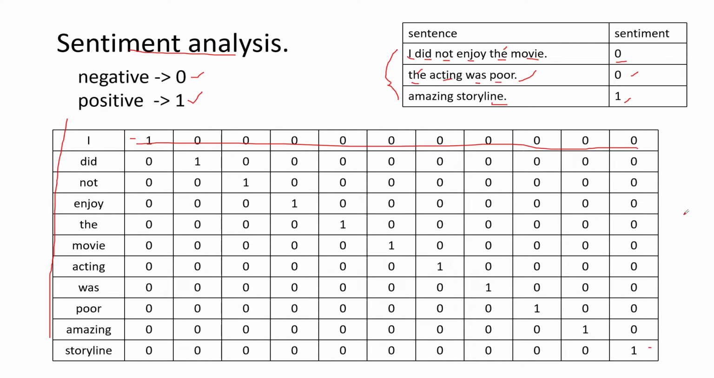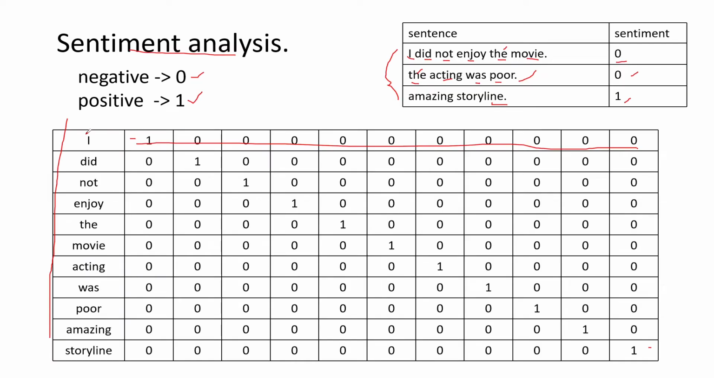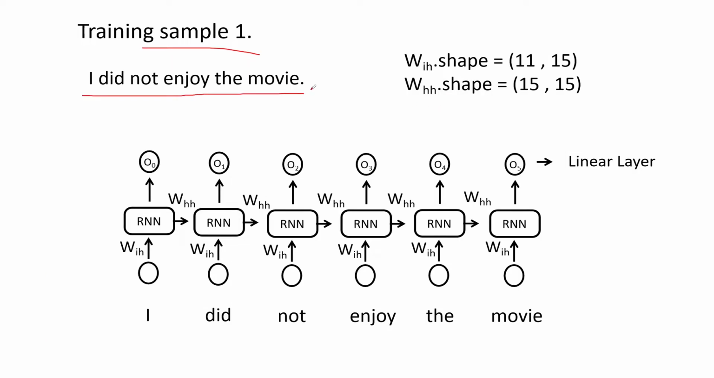Let's train our RNN on a single example, the first sample. The first sentence was, I did not enjoy the movie. Now if you remember from the last slide, every word was encoded as an 11 dimensional vector, right? Since we are going to multiply the input word with WIH, the first dimension has to be 11 so that multiplication can take place. We'll see in the next slide what will happen.